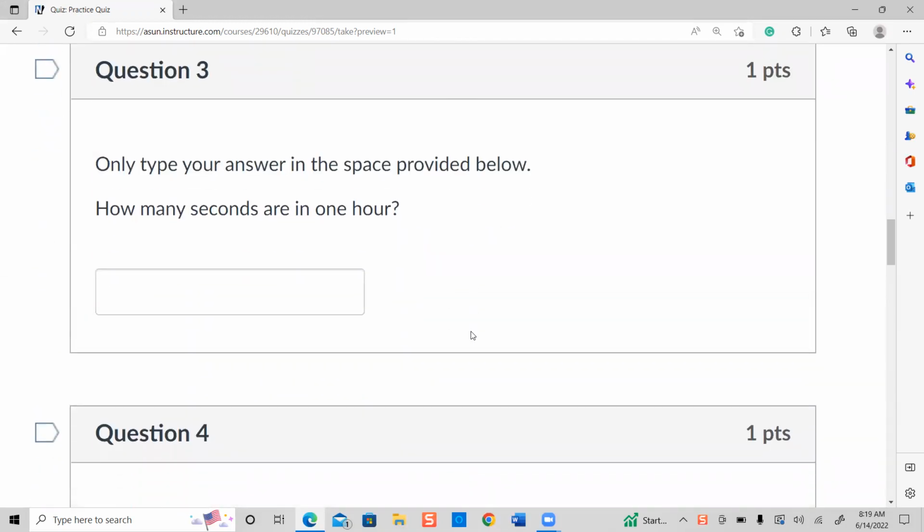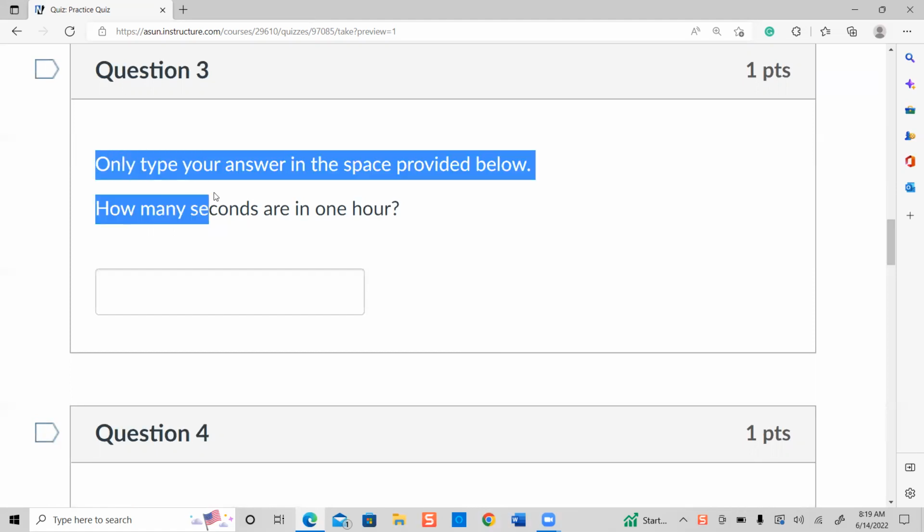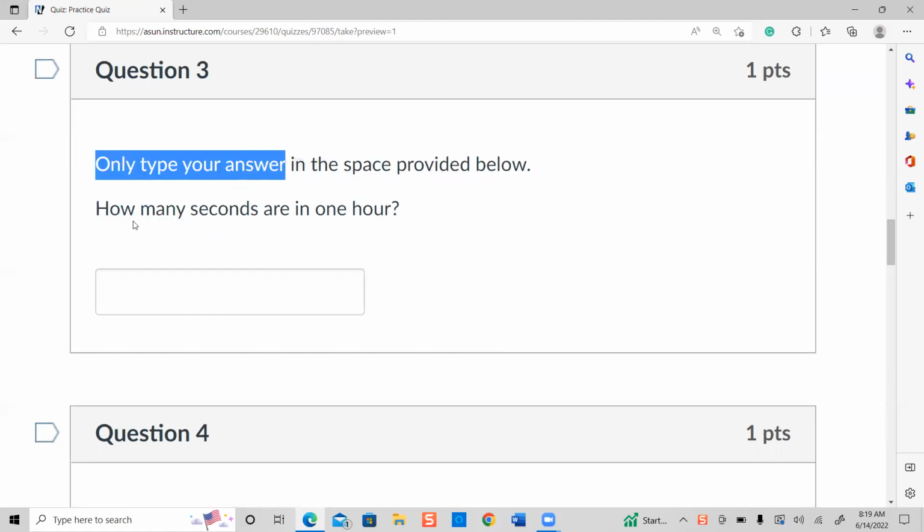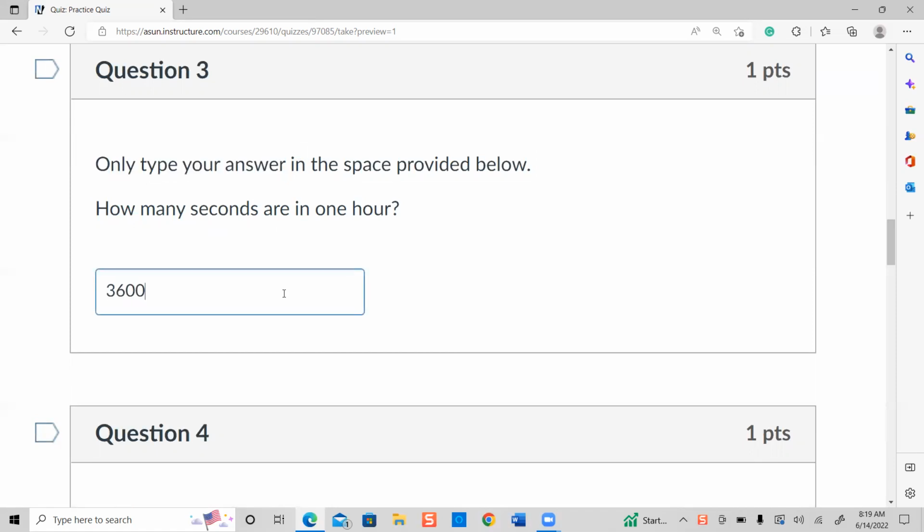Question 3 says only type your answer in the space provided below. This strictly means whatever your answer is, type it. Don't type a sentence, don't type anything else. If it wanted you to type in more than just the answer, it would tell you here, like don't forget the $ sign, or make a short statement. This here strictly says only type your answer. So how many seconds are in 1 hour? We're going to say 3,600.